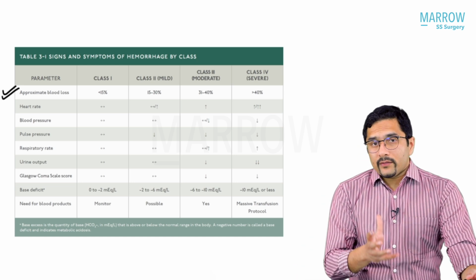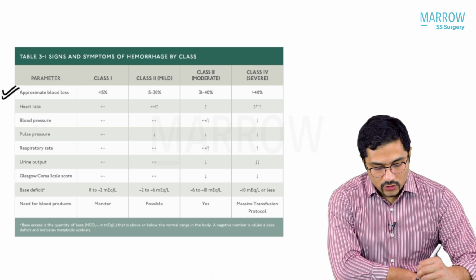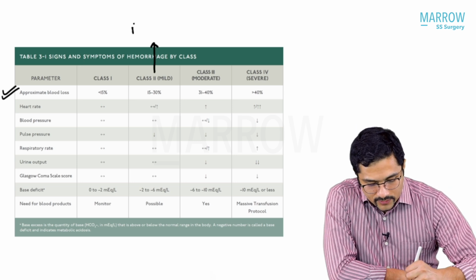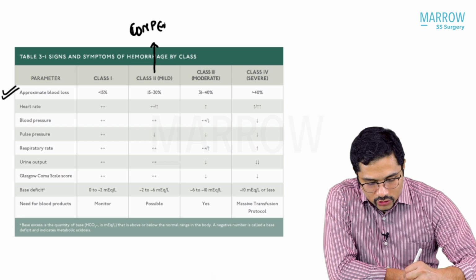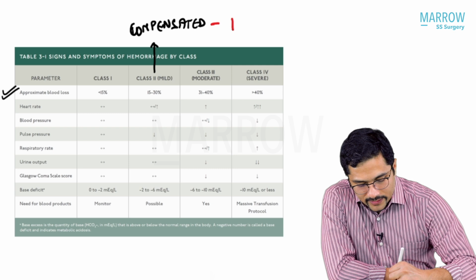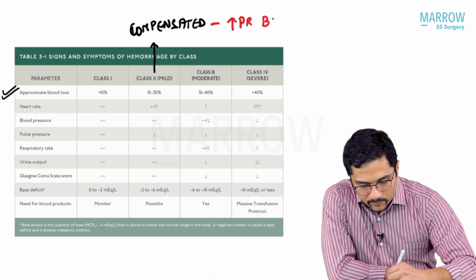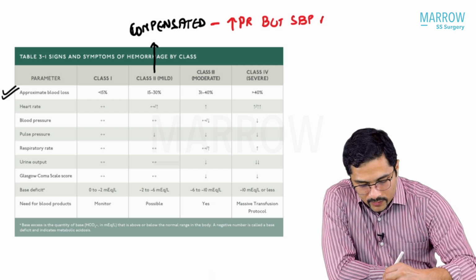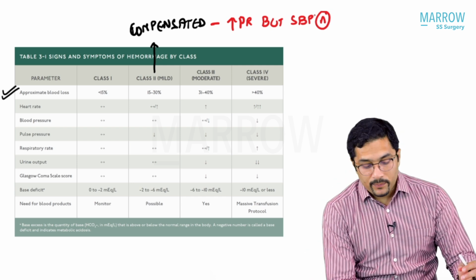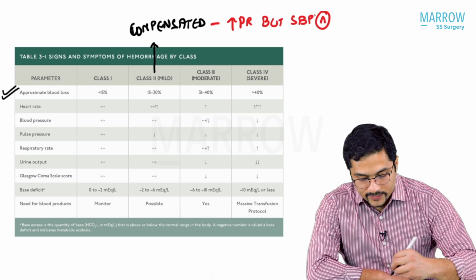So, this is the table I have just told you. Class 1 shock parameters don't change. Class 2 is 15 to 30%. This is known as compensated shock. In compensated shock, there will be an increase in pulse rate, but systolic BP will be normal. That is compensated.